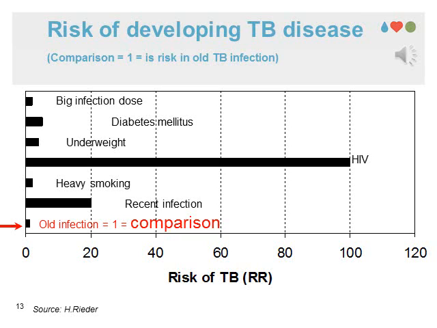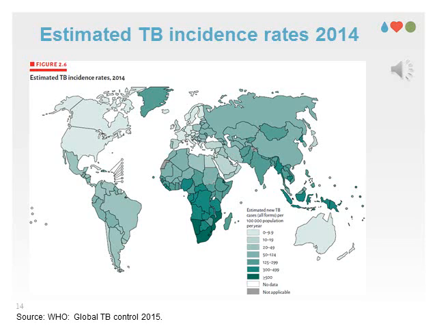Compared to an old latent infection, a big infection dose may have double risk. Diabetes mellitus has 5 times higher risk. Underweight, 4 times higher risk. Heavy smoking, double risk. And recent infection, 20 times higher risk. This map shows estimated incidence rates of tuberculosis, which means new cases in a year per 100,000 population. The darker colors have higher incidence rates of tuberculosis. Africa south of Sahara and Southeast Asia have higher rates.